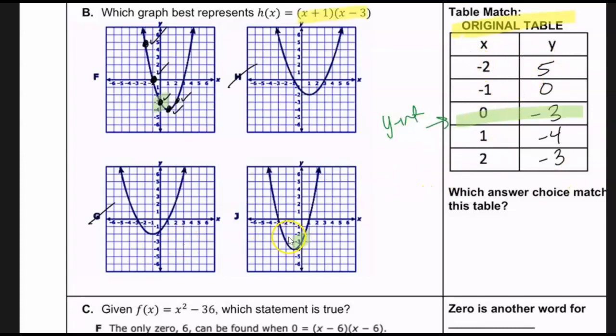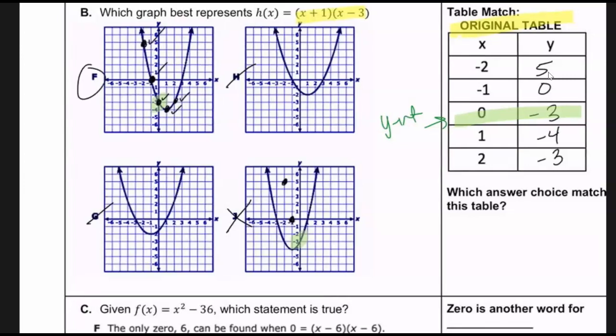So then we're going to look here in J. So if I look at part J, let's see, -2, 5. -2, 5 is right here. You can already tell right off the bat that J does not match. And then if you keep going, -1, 0 is still incorrect. So my answer is F. And this is once again called table matching. So this is answer choice F.